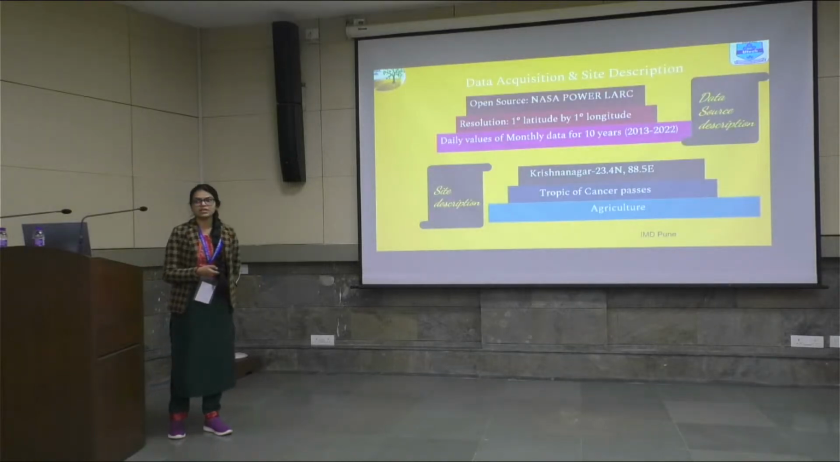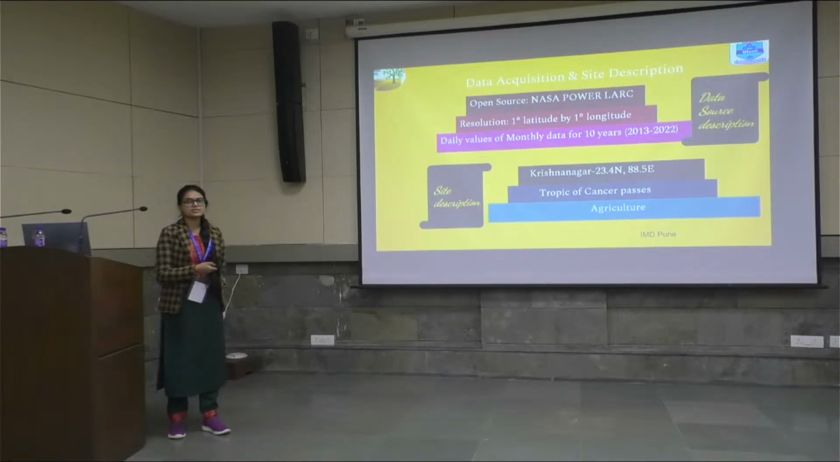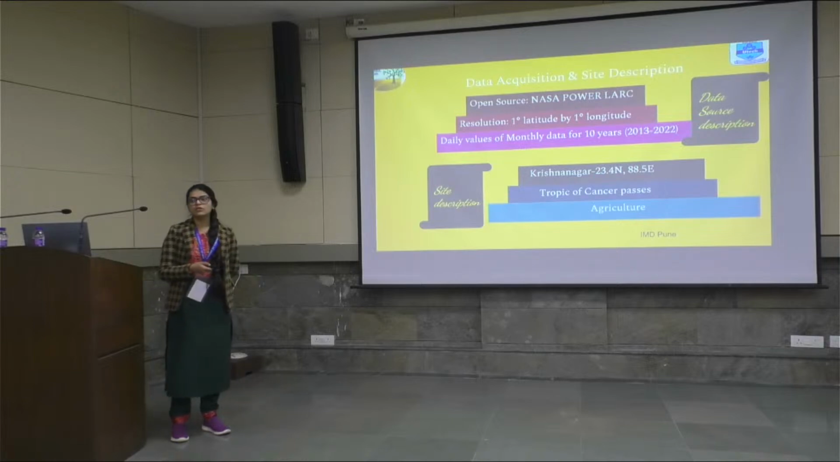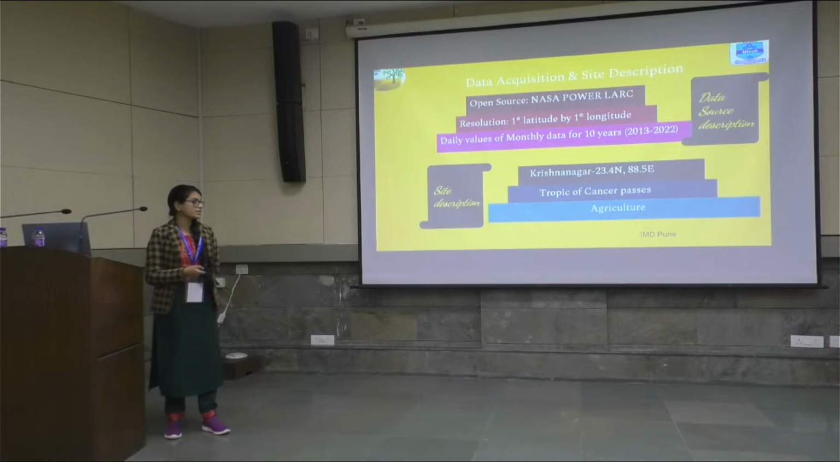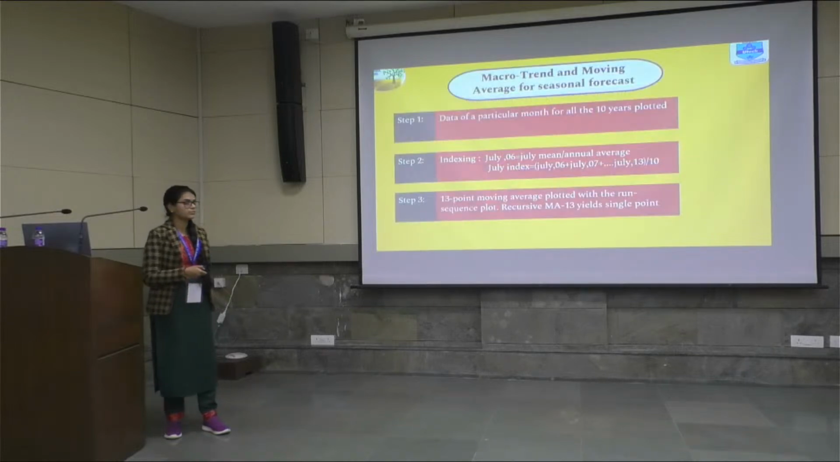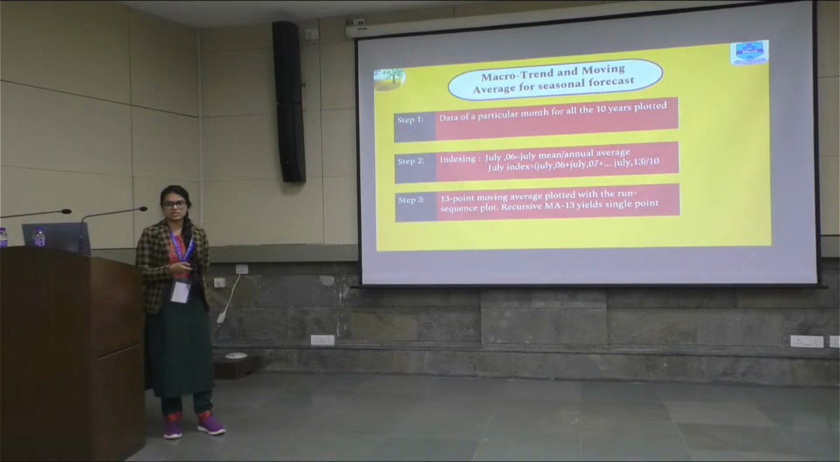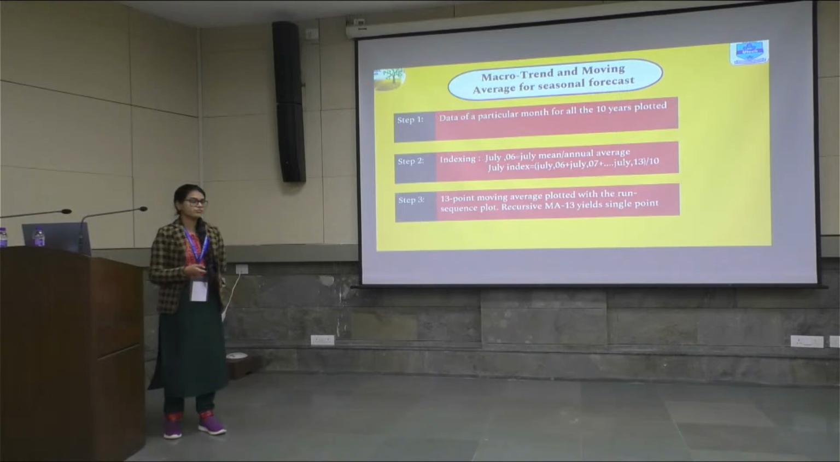The data has been acquired from the NASA Power website, which has a resolution of 1 degree latitude and longitude wise. This irradiation forecasting has been done for Krishnagar, which passes through the Tropic of Cancer, and it is an agricultural belt. Also, this location has been chosen by IMD Pune, where an automatic weather station has been set up.